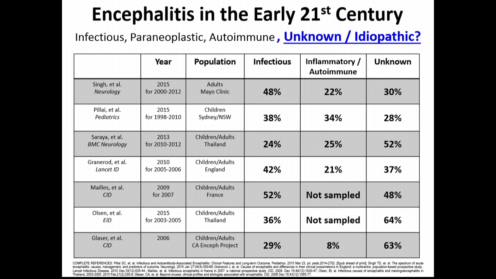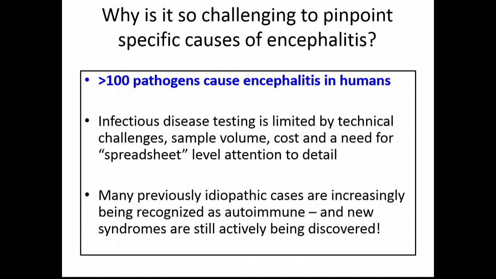And we hope to be able to reduce that number lower and lower over time. So why is it so challenging to pinpoint the specific cause? This is 2016. If we take resources out of it for a minute, we have some of the state-of-the-art laboratory studies to go after infection and to go after autoimmune antibody discovery. Why can't we put our finger on this? And I think there's a couple of reasons.